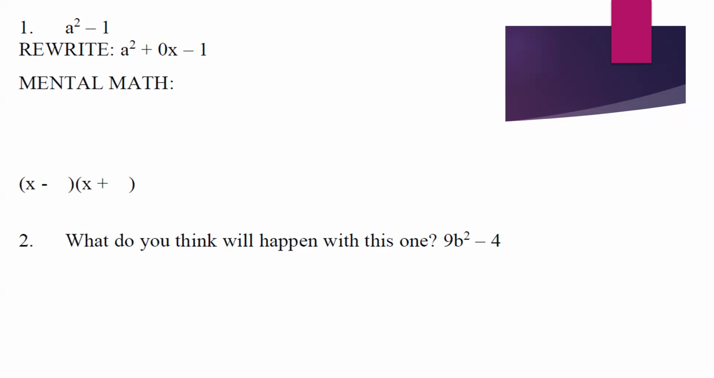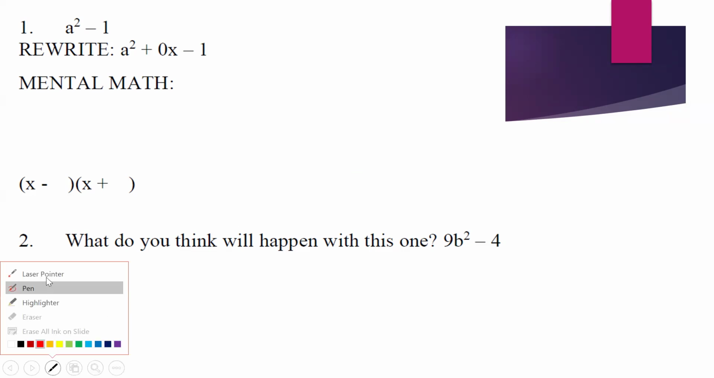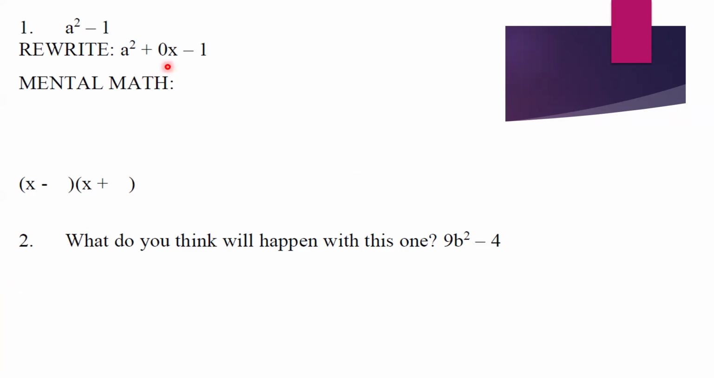All right, so example number 1. It says a squared minus 1. A squared minus 1 means that you have a middle term, your B term, that is 0. Does that make sense? Because anything times 0 is going to disappear. So in the middle, you have 0x.